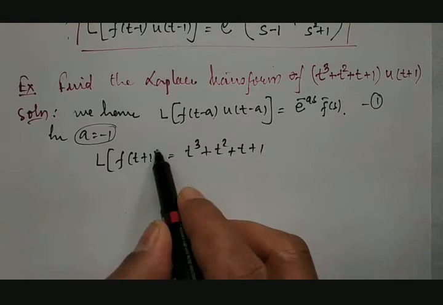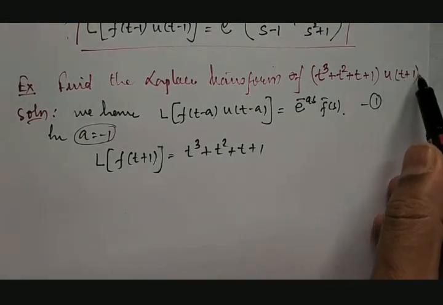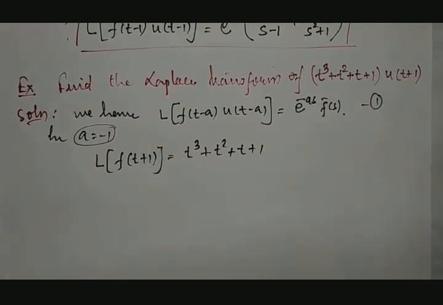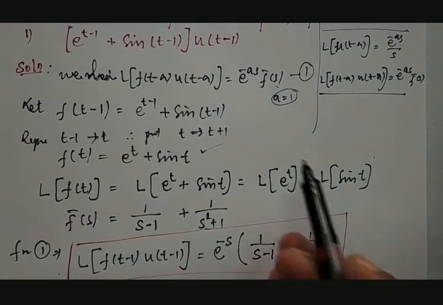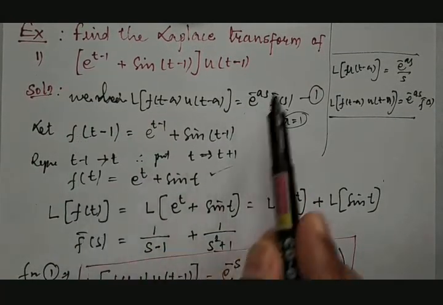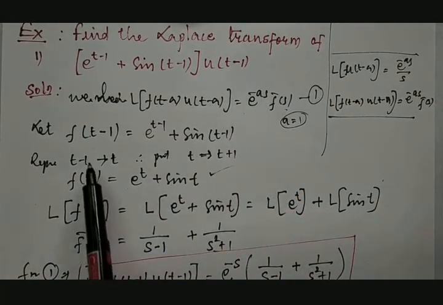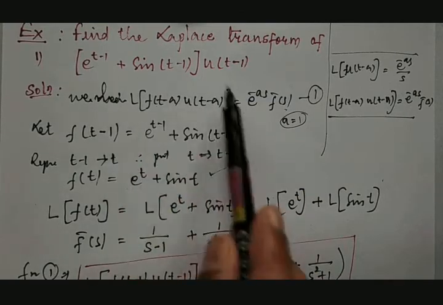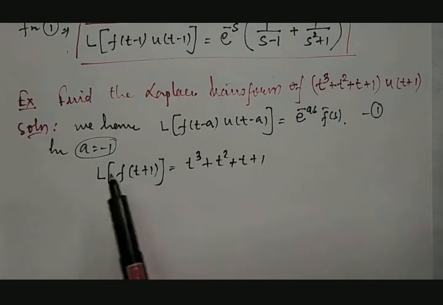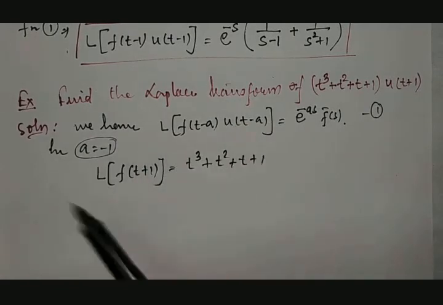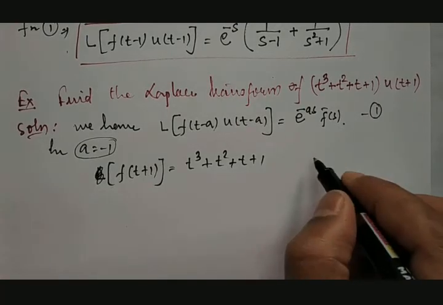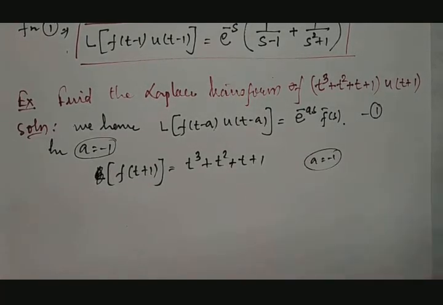What do you do? Simple technique. U of whatever the bracket says, that you take f of that same bracket. In previous, what we have taken? It was u of t minus a. So we have taken f of t minus 1 is equal to this bracket. So here it is u of t plus 1. So take f of t plus 1 is equal to this. Laplace will be applied later. Fine. So where a is equal to minus 1.